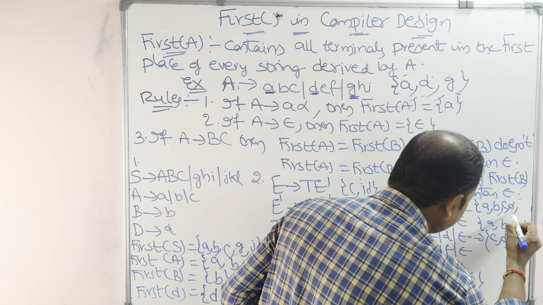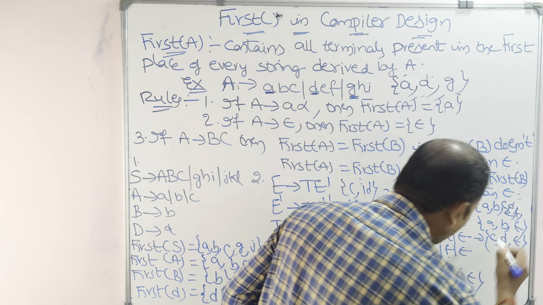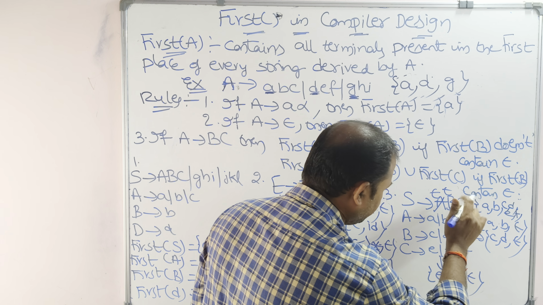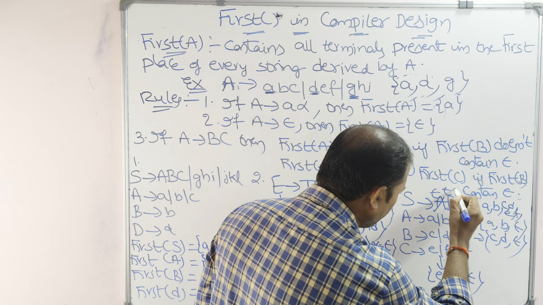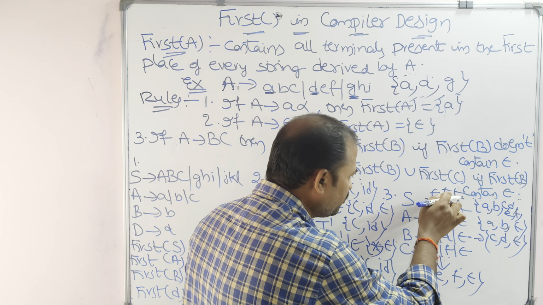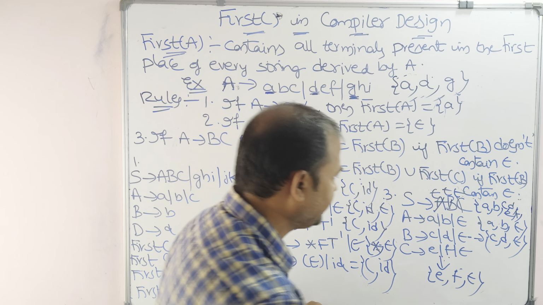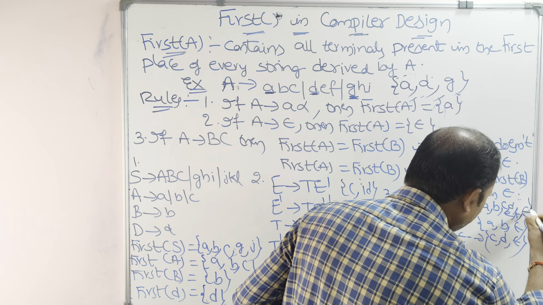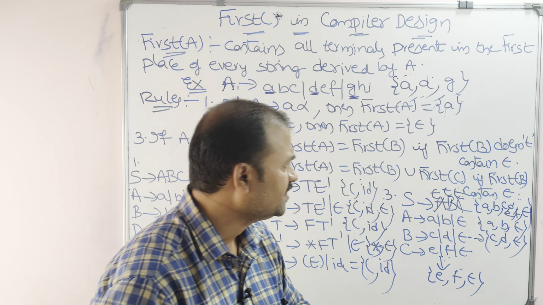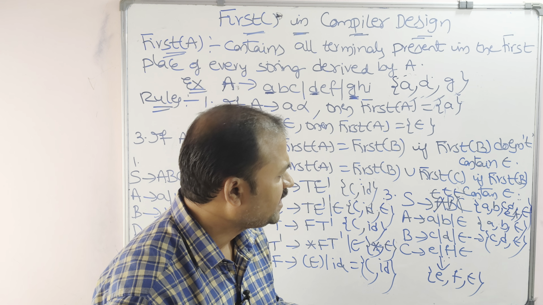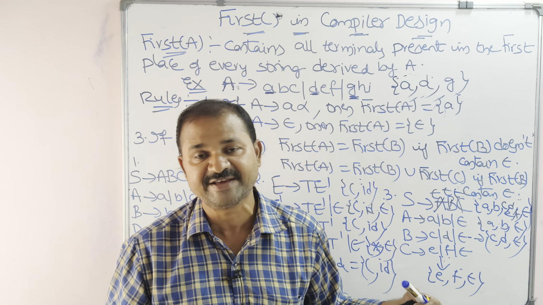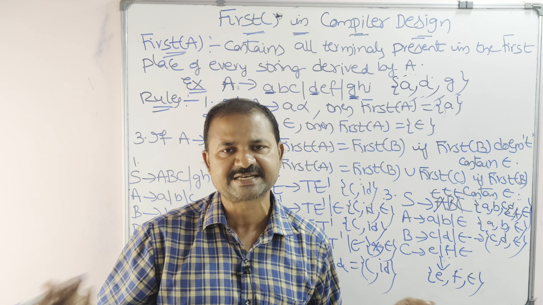What is FIRST of C? e, f, and here we have epsilon, but don't write that epsilon here. In place of this C, substitute epsilon. Then the result will become epsilon into epsilon into epsilon, which is nothing but epsilon. So here the FIRST of S is a, b, c, d, e, f, epsilon. Likewise we can solve any example very easily. In the next video we will discuss FOLLOW.